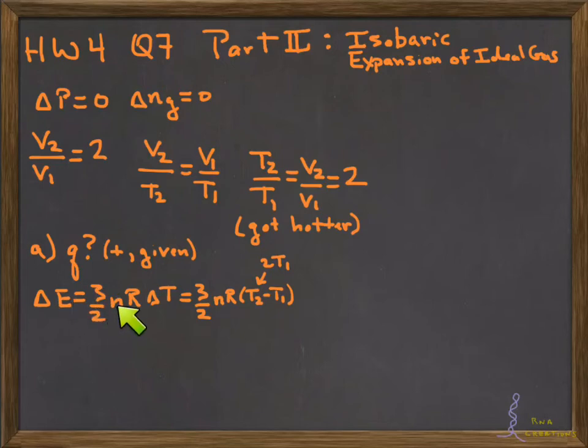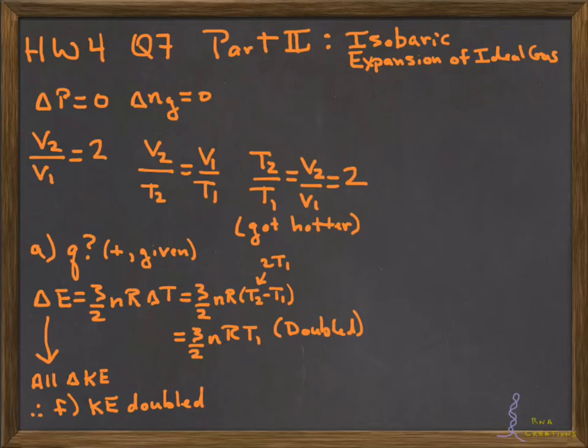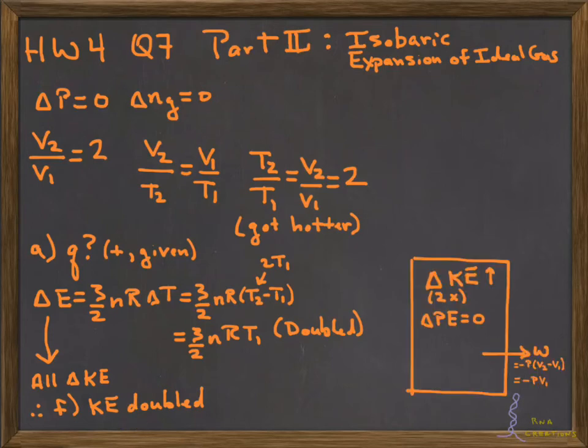Delta E is equal to 3/2 nR delta T. Because the temperature doubles, T2 is equal to 2 times T1, so we know that delta E doubles. We can then take a look at what happens with the change in kinetic energy. Well, delta E is all kinetic energy. Again, ideal gas has 0 potential energy, so if delta E doubles, then delta KE doubles.